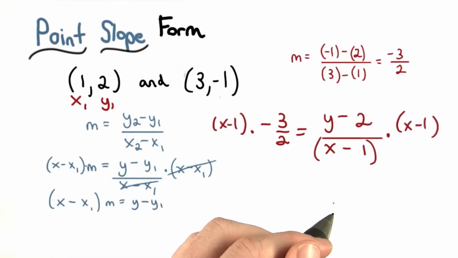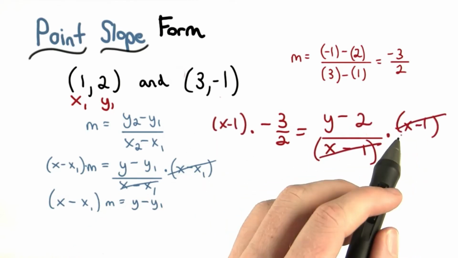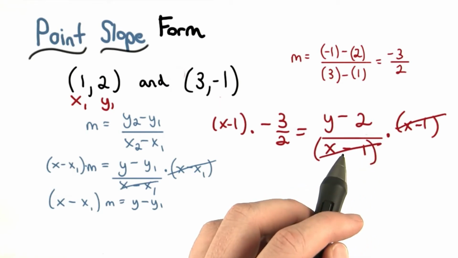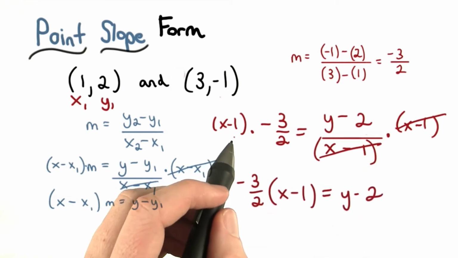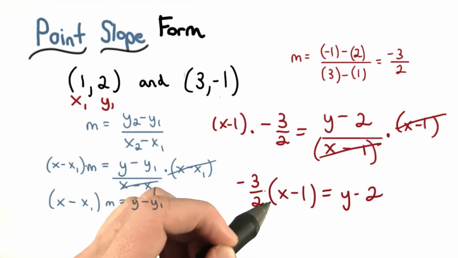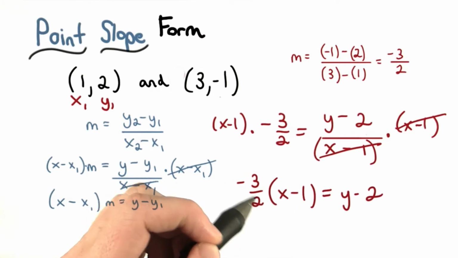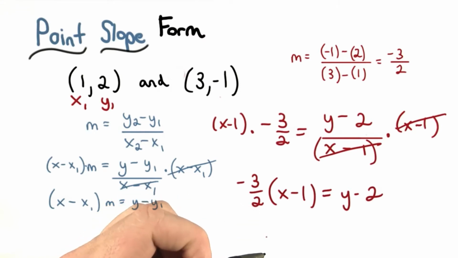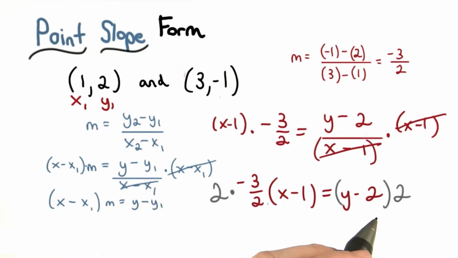I'm going to multiply both sides by x minus 1. X minus 1 divided by x minus 1 makes 1. So I have x minus 1 times negative 3 halves. I move the negative 3 halves in front of the x minus 1 because we usually list constants outside of parentheses first. I'm going to multiply both sides of the equation by 2.